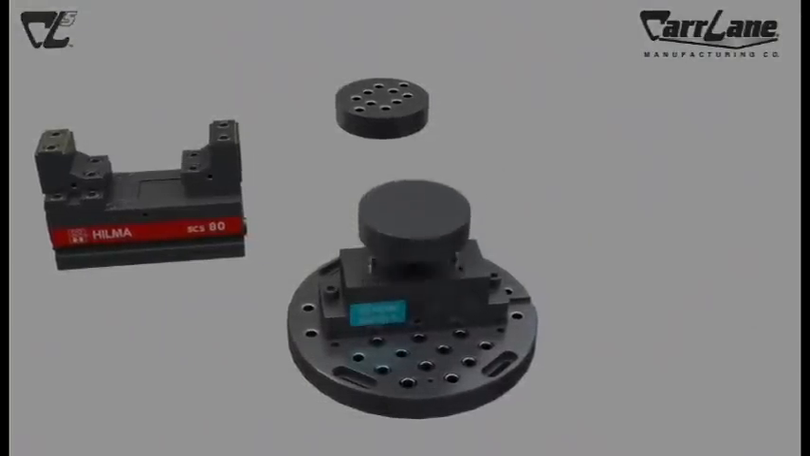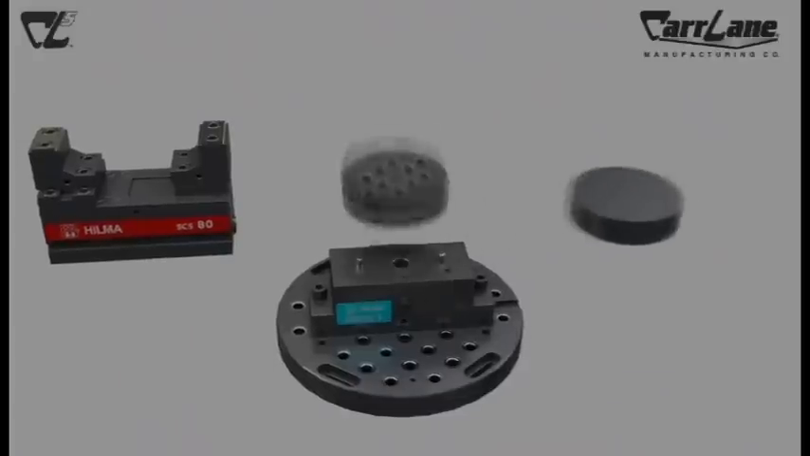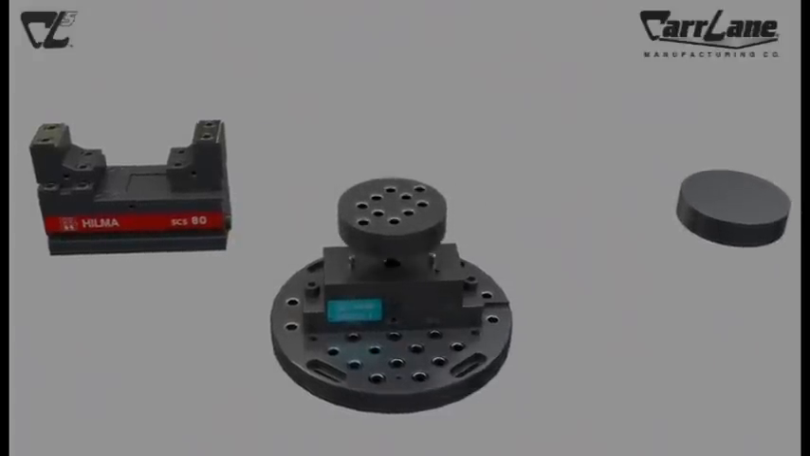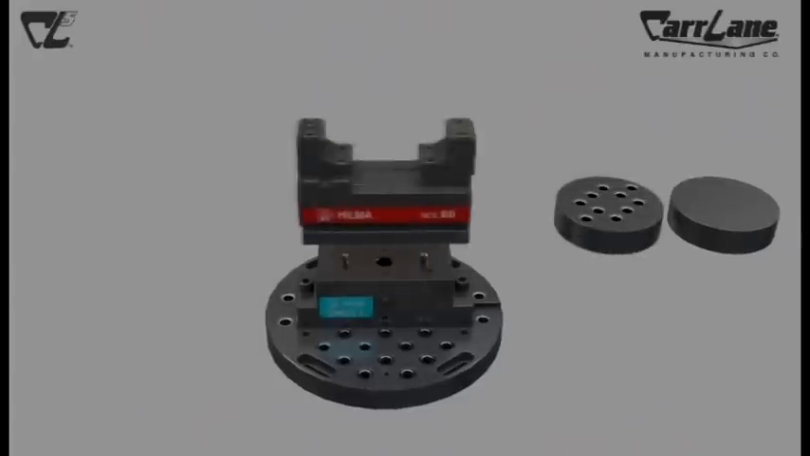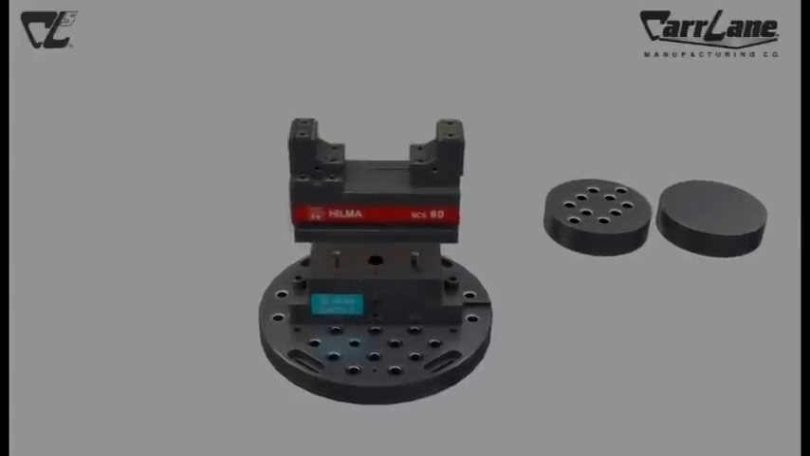When we put each of these elements together, the subplate, the Quintus Quick-Change Riser, and top tooling consisting of fixture plates and vises, we get CL5, the only workholding solution with Quick-Change at its core.